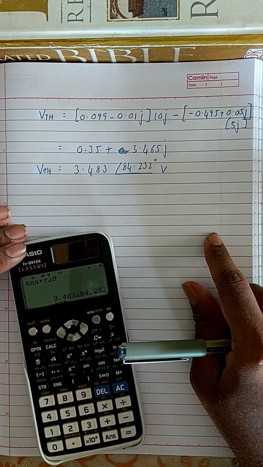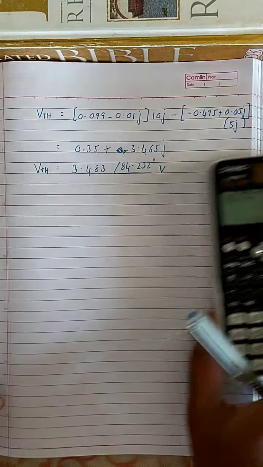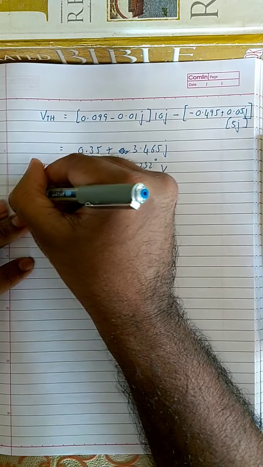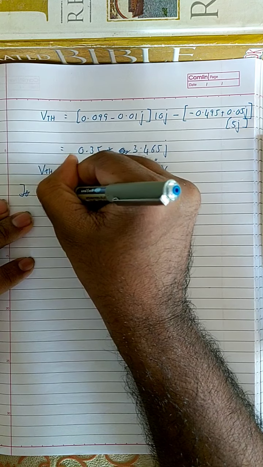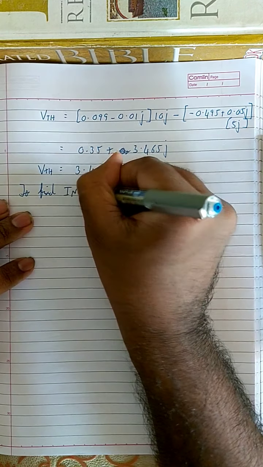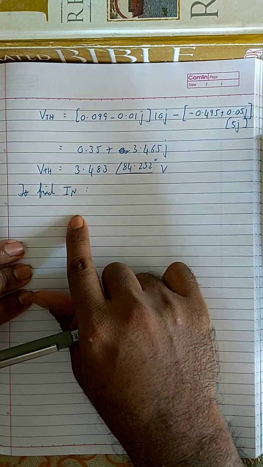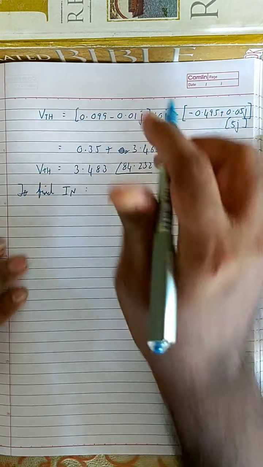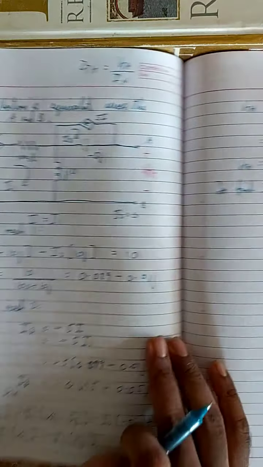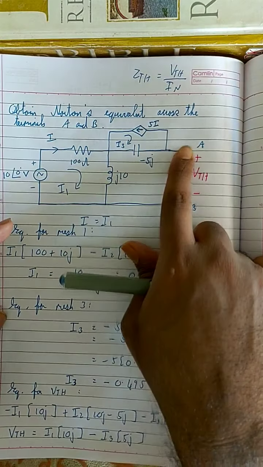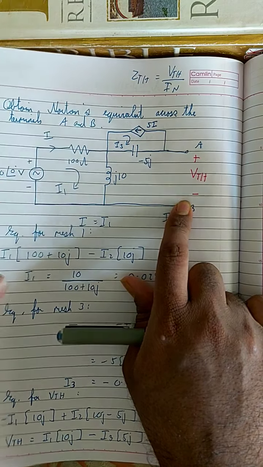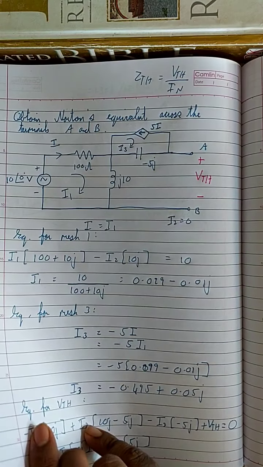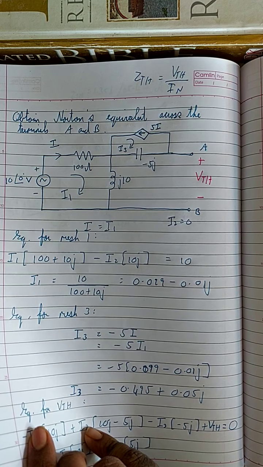So now I need to find the Norton's current. The question was to find the Norton's equivalent, right? So we need to find the value of IN also. IN is basically the same circuit, but you need to short the two terminals. Okay, you need to join these two terminals.